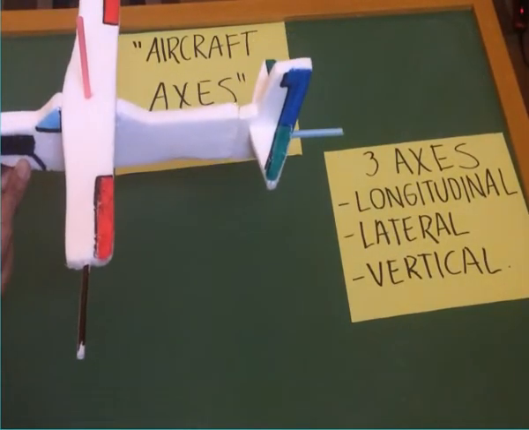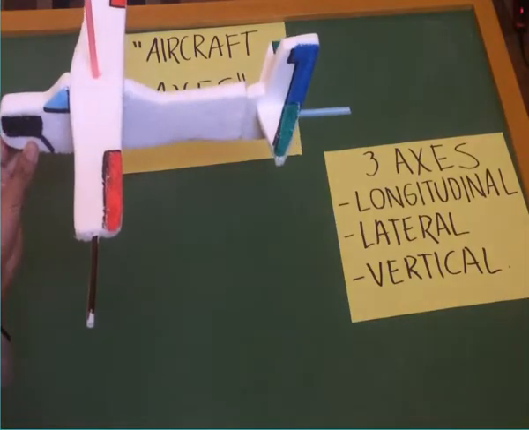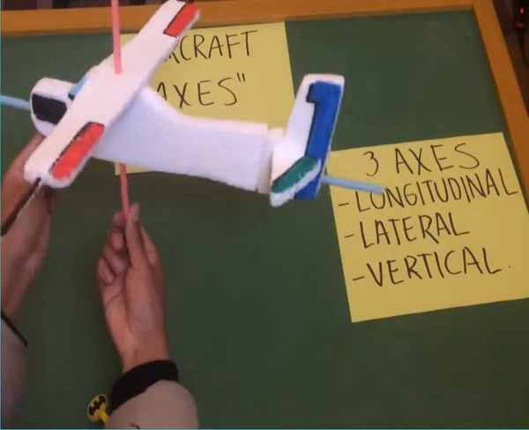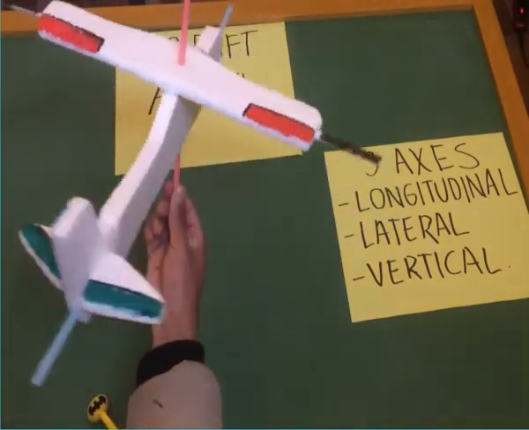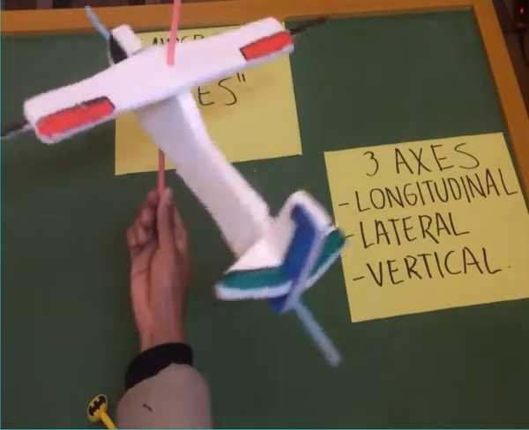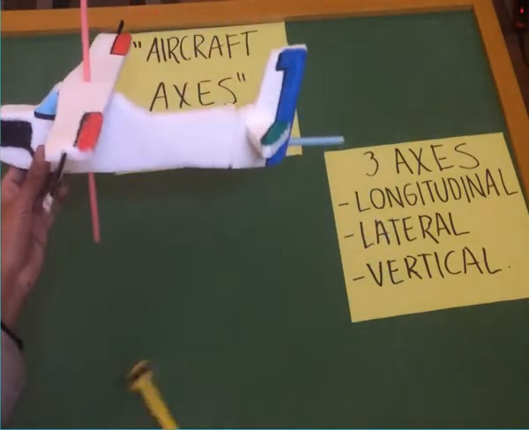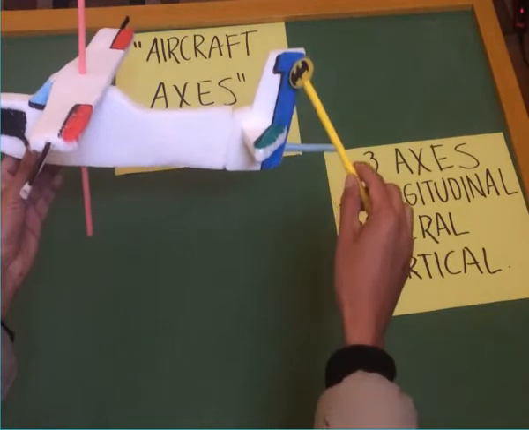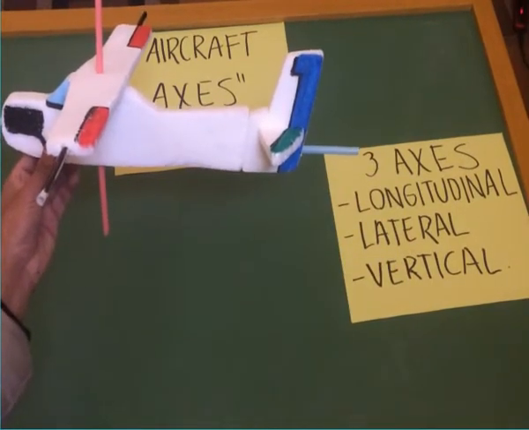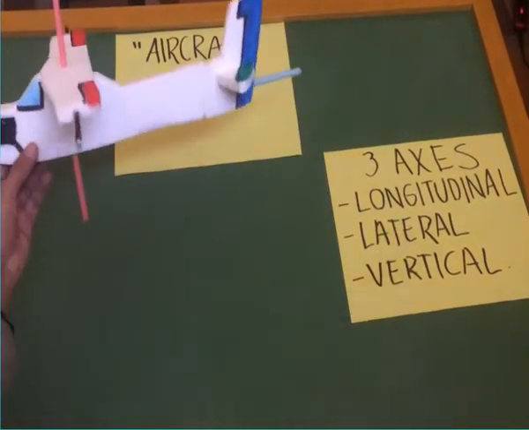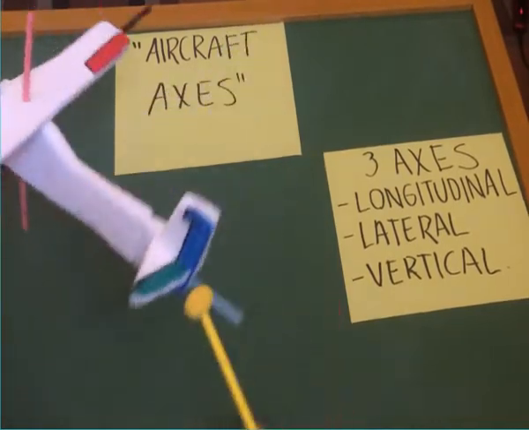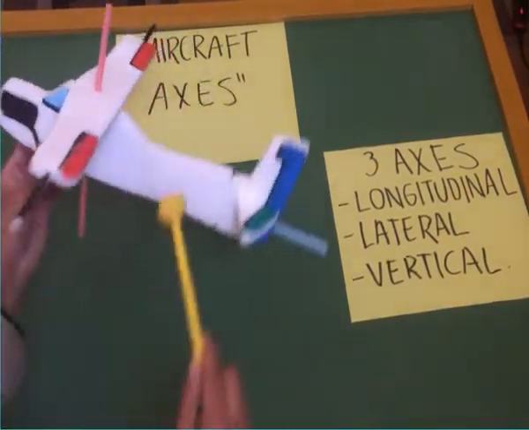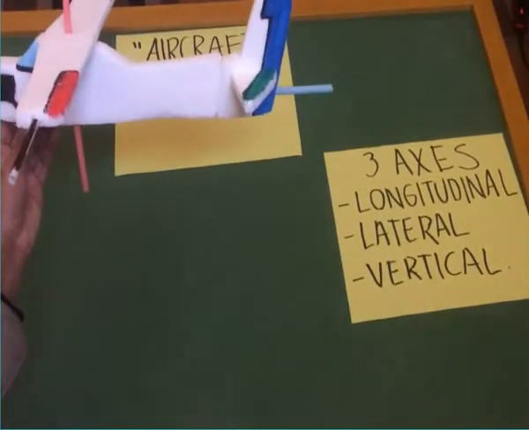In this axis, we do this movement, okay? We do this movement to the right or to the left. With what control surface? With the rudder here painted in blue. Okay, the three axes: longitudinal, lateral, and vertical axis.